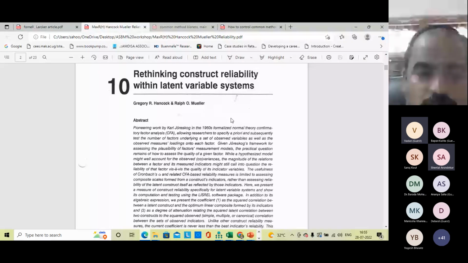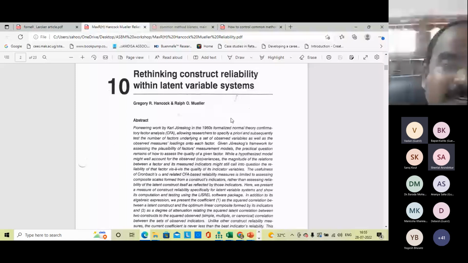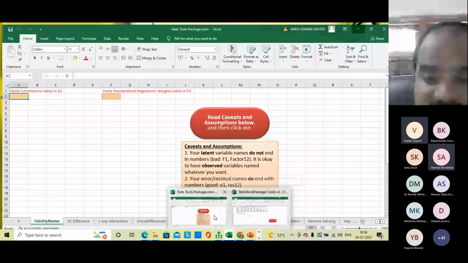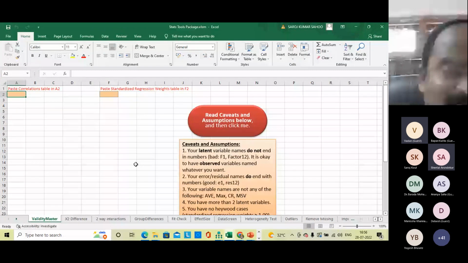So they proposed one of the very decent criteria, that is maximal reliability, denoted as MaxR, then in bracket H. This is shown in the recent Excel sheet. This Excel sheet you can download directly from the start week.